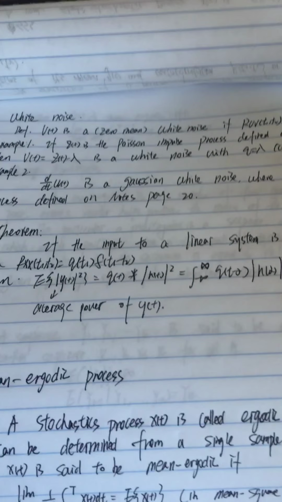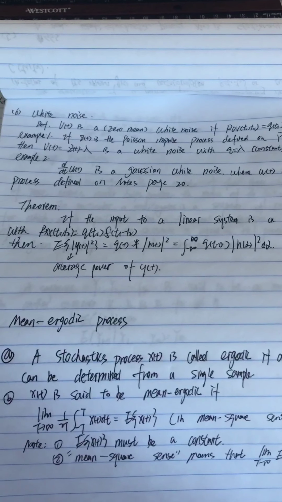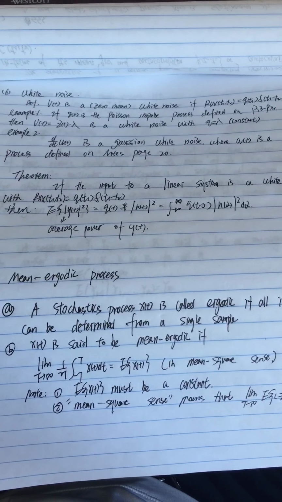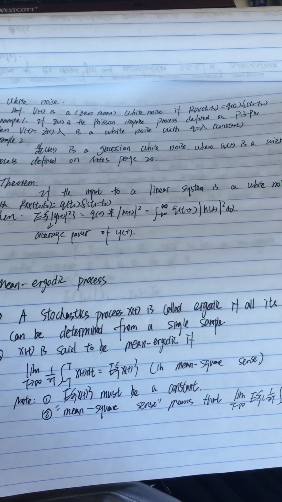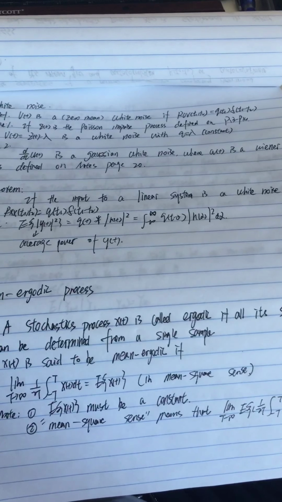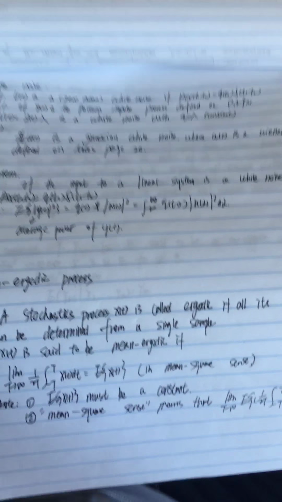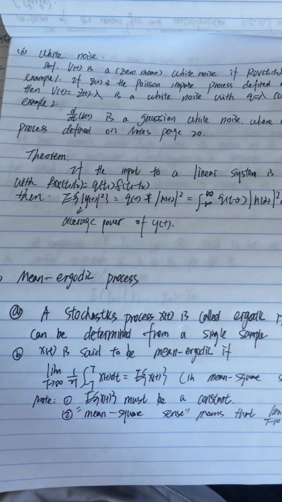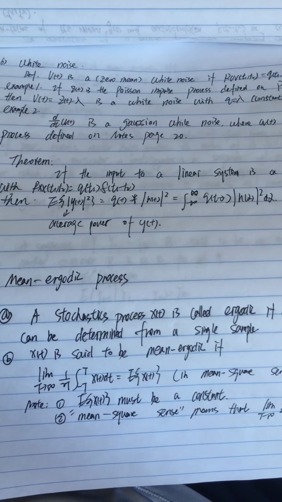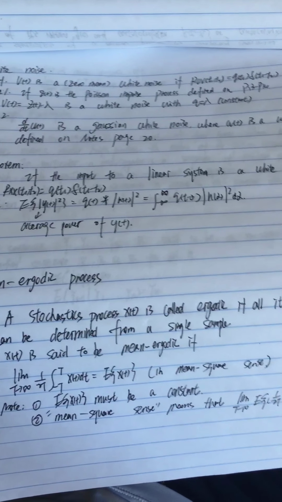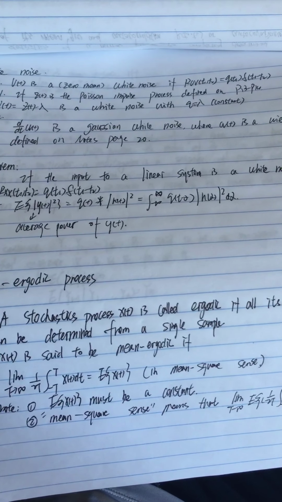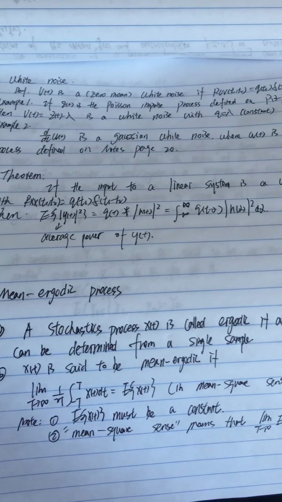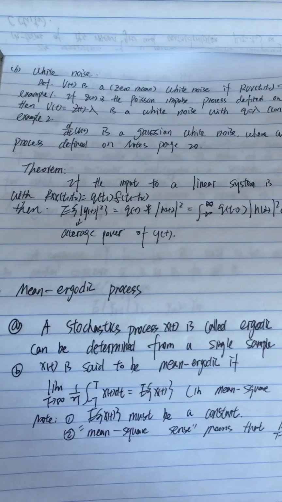The sixth example is white noise. The definition of white noise: v(t) is zero-mean white noise if the correlation R_vv(t1, t2) is equal to q(t1) multiplied by the impulse of t1 minus t2. Example 1: if z(t) is a Poisson process defined on pages 13 to 14, then v(t) equals dz(t)/dt minus lambda is white noise with q equal to lambda, which is constant.